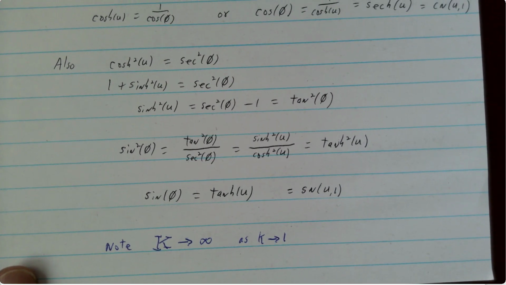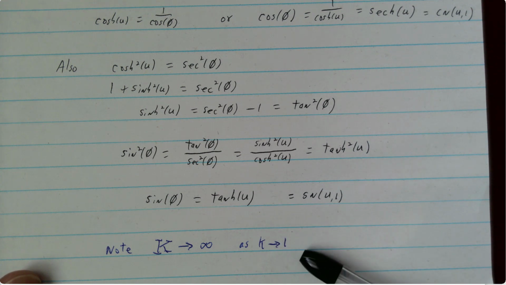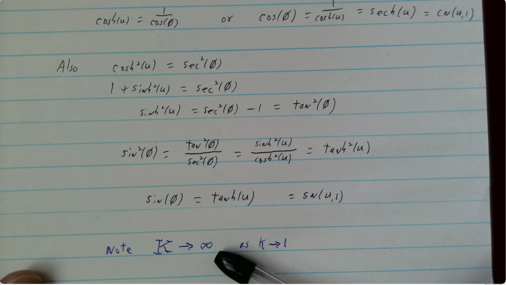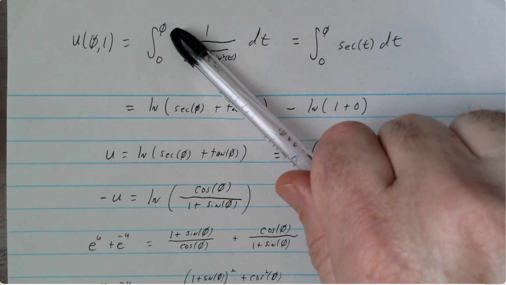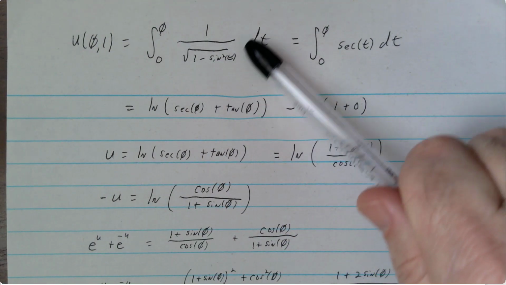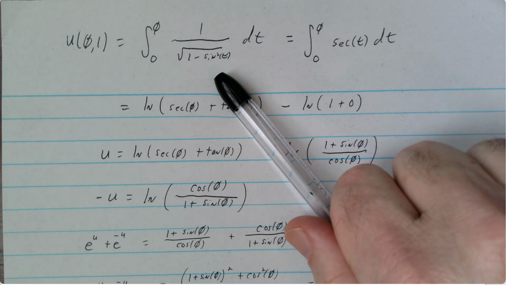One other thing to note, so why does it happen? If you go to the quarter period, it will approach infinity as k goes to 1. You can't quite see it here, but at pi over 2, there's a vertical asymptote, and it goes to infinity as phi goes to pi over 2 when k equals 1. But as long as you're below pi over 2, you can get values.